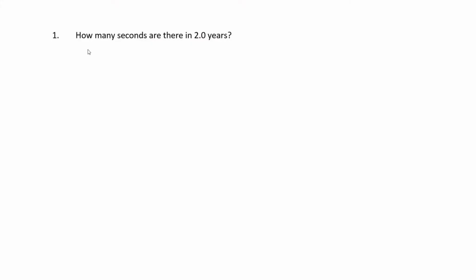Let's try a few short examples. Okay, so how many seconds are there in 2.0 years? So first let's just write 2.0 years. And then we want to change the units on that. So what do we want to change it into? We want to get rid of years. And maybe let's go with days.